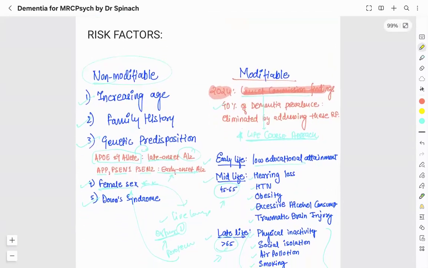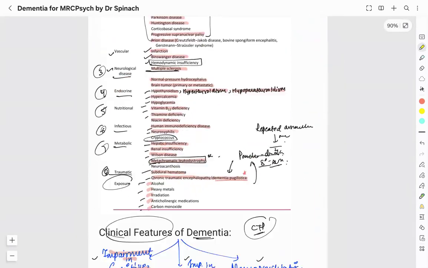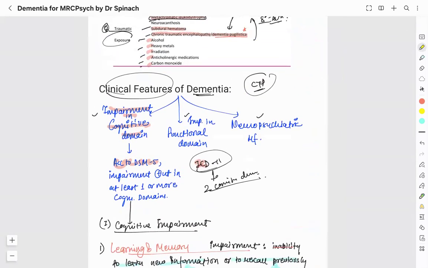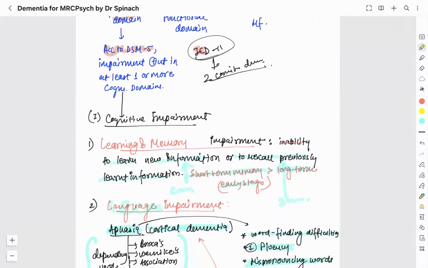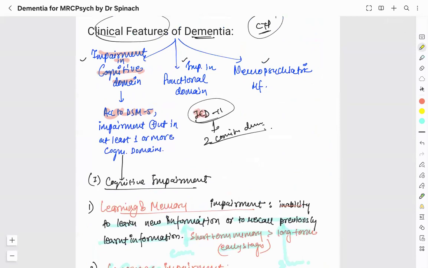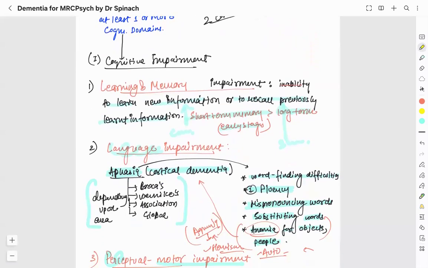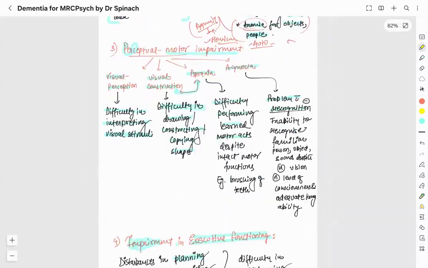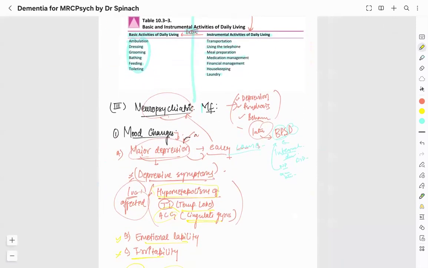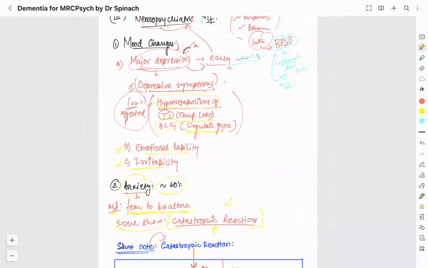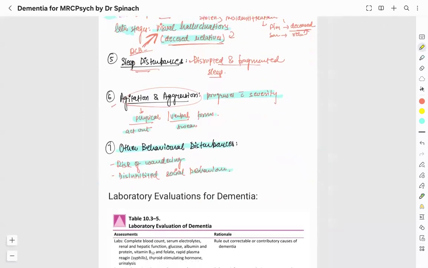Then we have risk factors, which we already saw. And then we went on to see the clinical features of dementia. After discussing all the differences, we saw the clinical features: impairment in the cognitive domain, functional domain, and neuropsychiatric manifestation. In the cognitive domain, we saw 6 clinical features. Under functional domain, we saw the difference between basic activities of daily living and instrumental activities. And in neuropsychiatric manifestation, we saw around 7 of them.